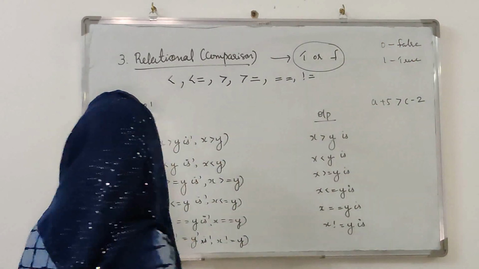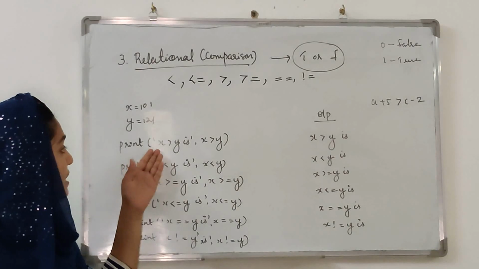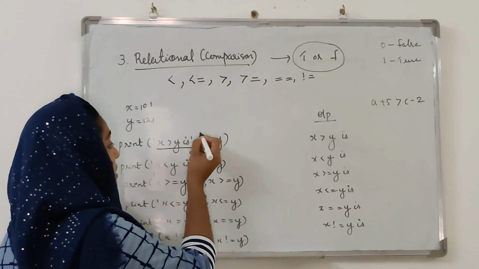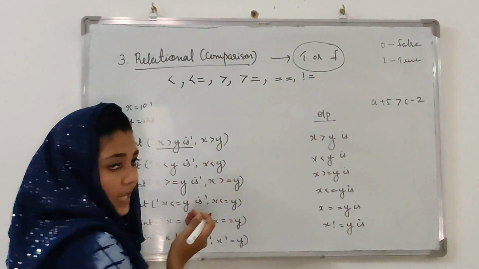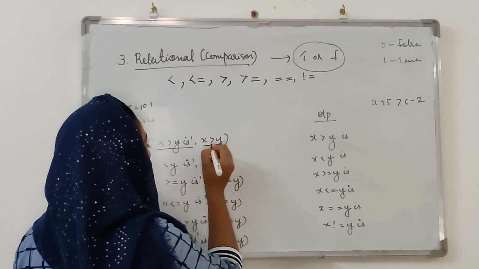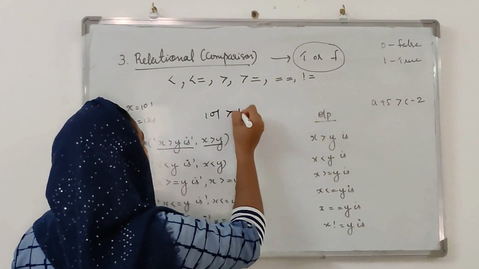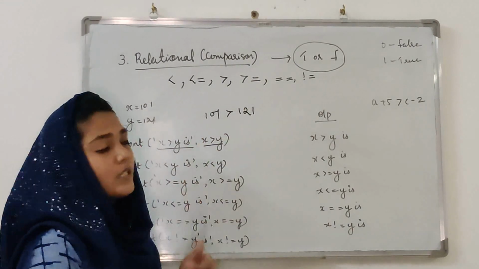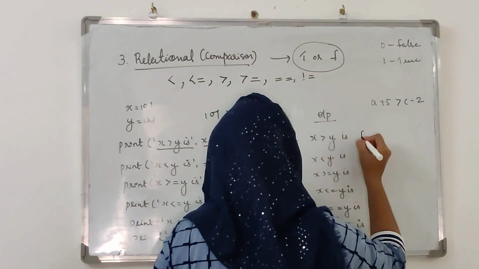Now look at this example. x is equal to 101, y is equal to 121. print('x greater than y is', x > y). The text 'x greater than y is' is given inside single quotes, so it will be displayed on our output screen as it is. Now we are going to perform the relational operation, that is x greater than y. What is the value of x? It is 101 greater than 121. Now we are going to check this condition. Is it correct or wrong? It is wrong, which means our output will be false.